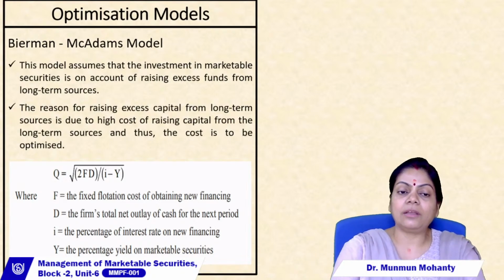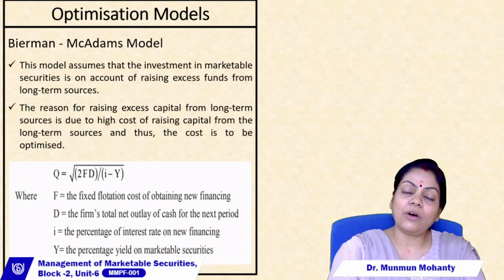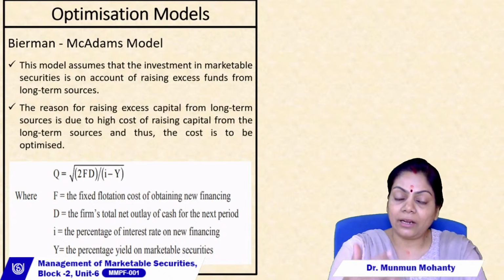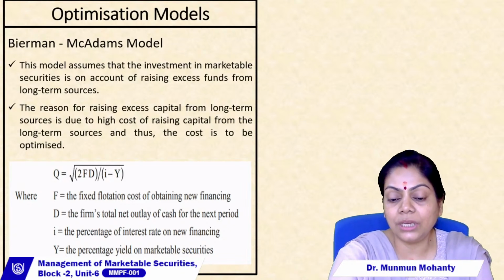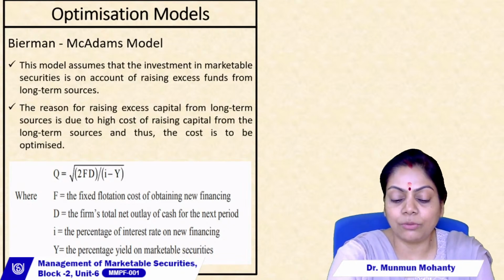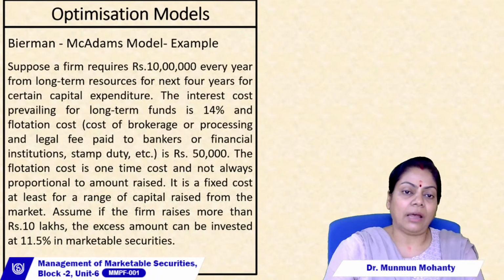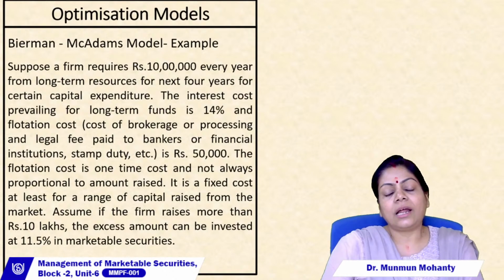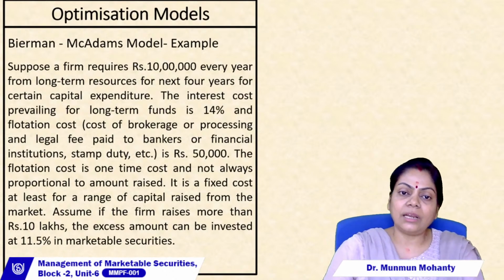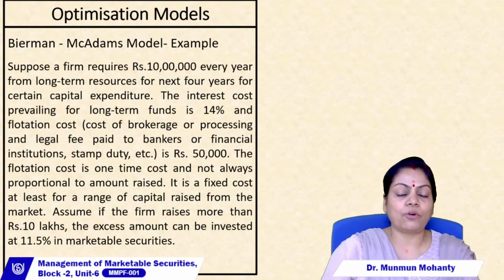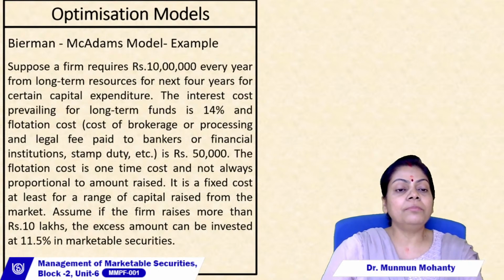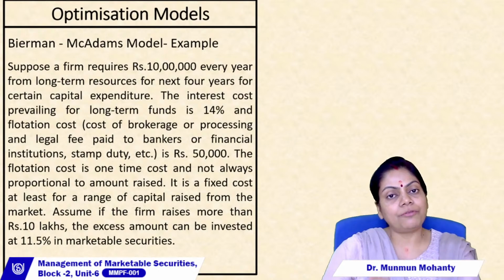Now they have given a formula for this model. There is a formula worked out which will tell you how this cost of raising capital can be optimized. We will revisit this formula after we talk about a small example and see how the trial and error method works. Let us say that a firm requires 10 lakh rupees every year for the next 4 years. So this is known with certainty. As I said, this is a model which talks about certainty.